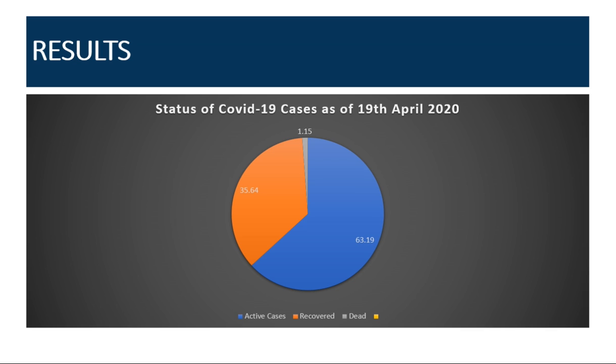Now I'm presenting you this diagram to show you the status of COVID-19 cases as of 19 April. As you can see in this pie chart, around 63% of the positive cases were active. Out of these, 35.64%, or around 36%, were the cases that had recovered, whereas 1.15% were the cases that had succumbed to death.